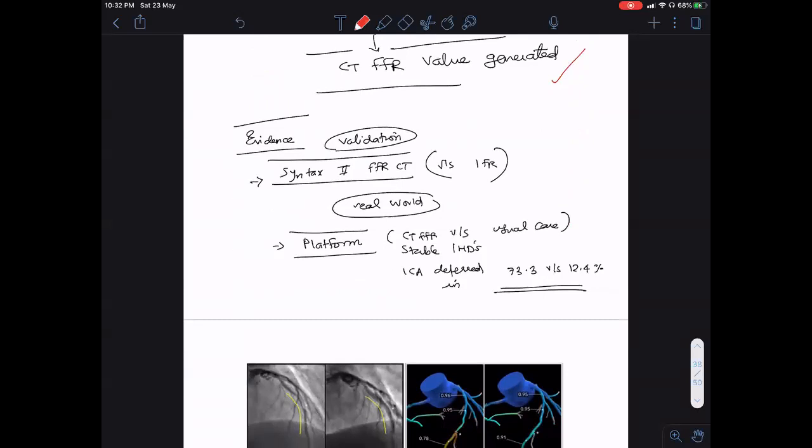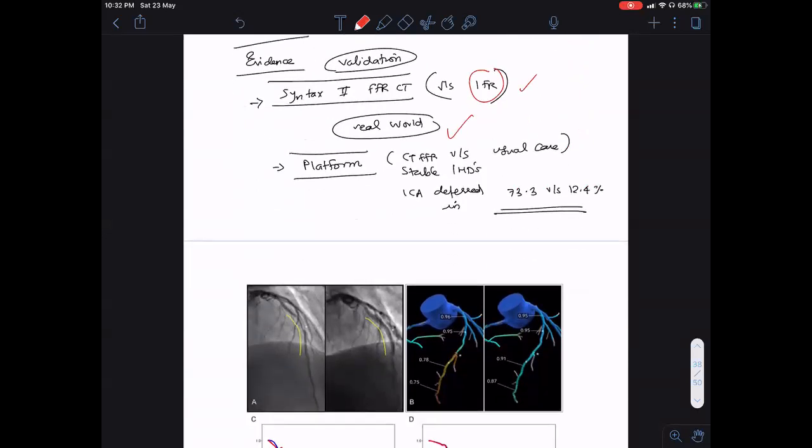So what is the evidence? There have been a lot of trials. I'm just going to mention the names of the trials because all the numbers were 50 patients, 60 patients; you don't have to know the detail. SYNTAX II FFR was the first one, which validated versus iFR. Then in the real world population, there have been a lot of trials. PLATFORM is one in which, in patients with stable ISD, when CT-FFR was used, it helped in deferring invasive coronary angiogram in 73% of the patients, which is a significant number.